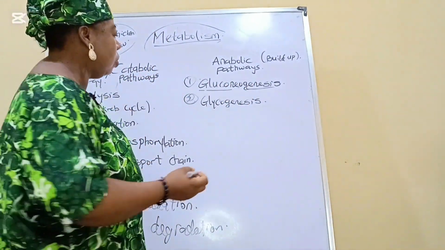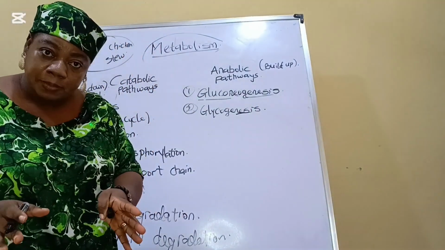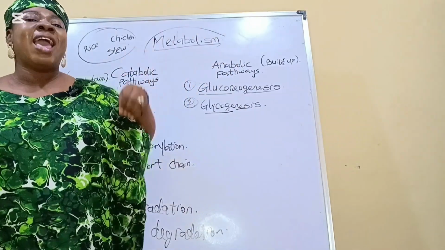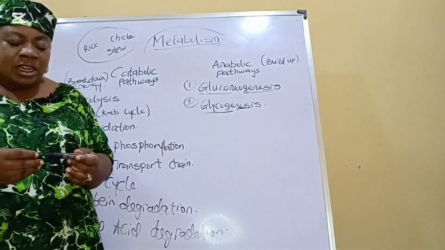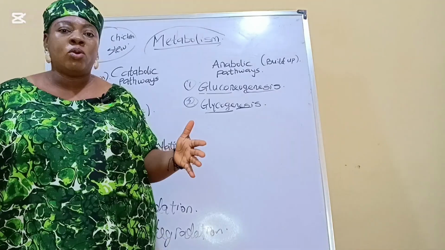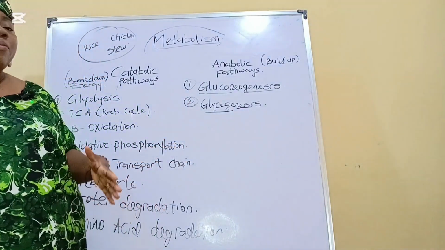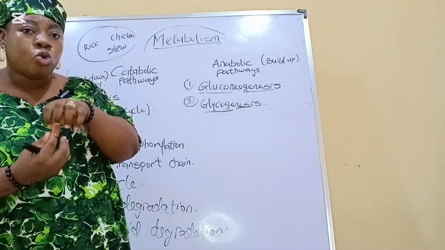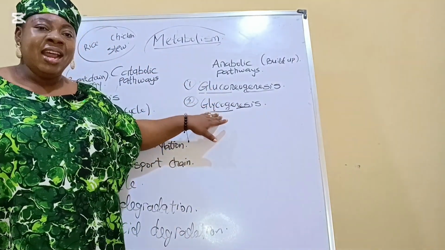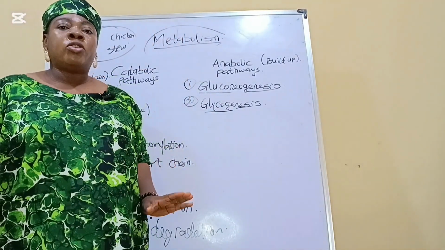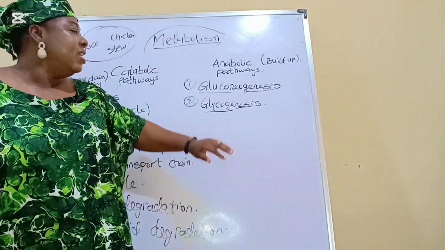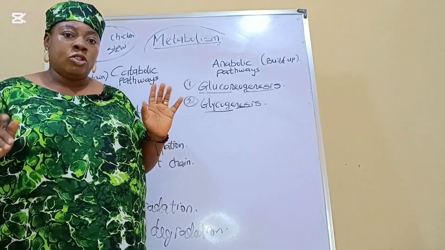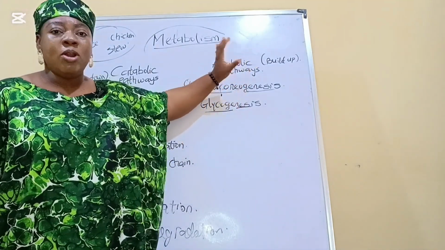Glycogenesis. Let's break it down also. Genesis means you want to create. Glyco means the creation of glycogen. This happens when there is enough glucose and the body needs to store it. The body converts glucose into glycogen that can be stored. When there is depletion of glucose, this glycogen will be broken down and we get our glucose again. So that's another example under anabolic pathway.